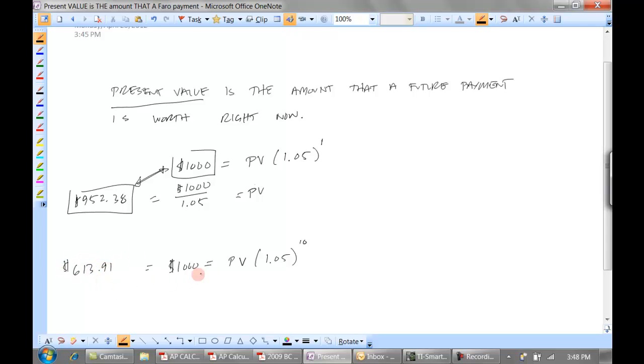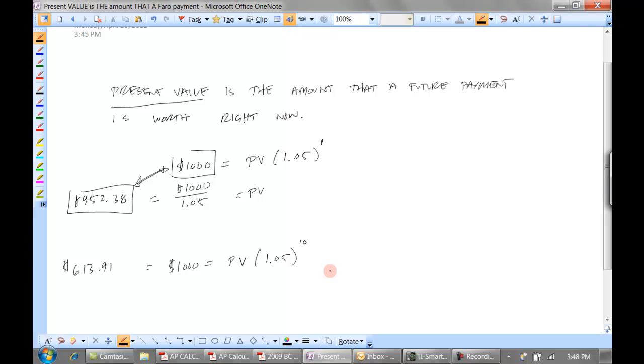So in other words, giving you $1,000 in 10 years from now is the same as offering to give you $613.91 right now. So $1,000 in 10 years is not worth a lot, right? Not worth as much as it would be if I gave it to you right now. If I gave it to you right now, I could just give you $613.91. Obviously, if I offered to give you $1,000 right now, or $1,000 in 10 years, you should take the $1,000 right now. It's worth more.